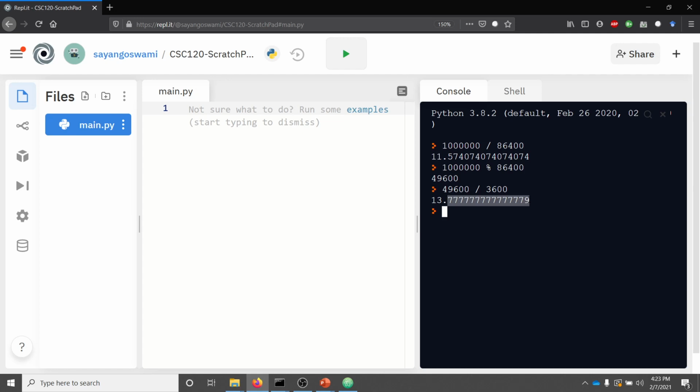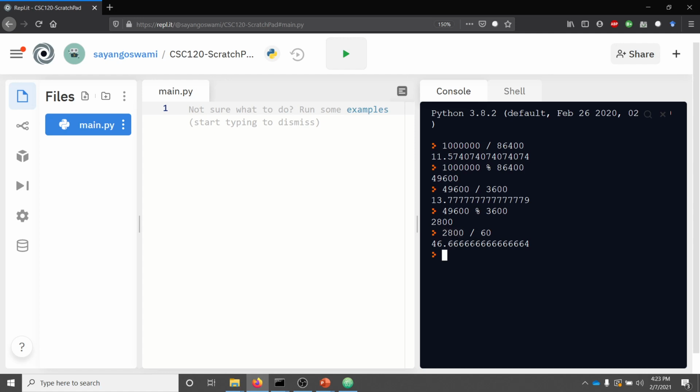And how do you find that? You do 49,600 modulo 3,600, right? And that will give us 2,800 seconds. So after 11 days and 13 hours, we still have 2,800 seconds left. So we need to find out how many minutes there are in 2,800 seconds, right? So the way we find that is 2,800, and this time we divide by 60. And that gives us 46 minutes, right? So 2,800 seconds is 46 minutes plus some change.